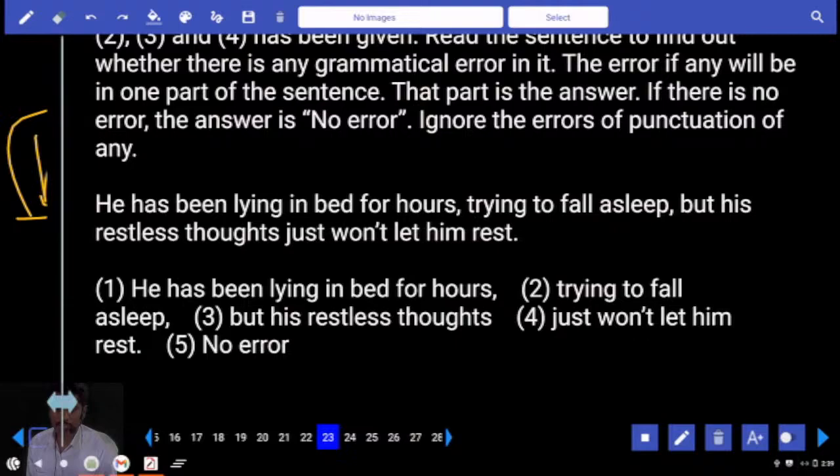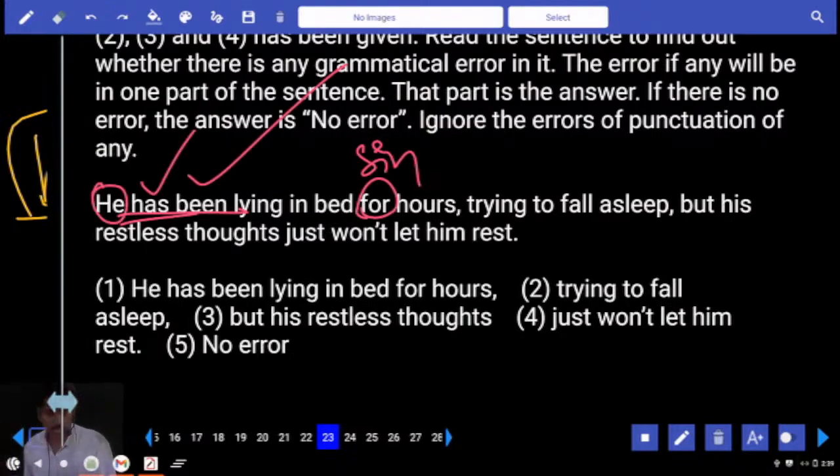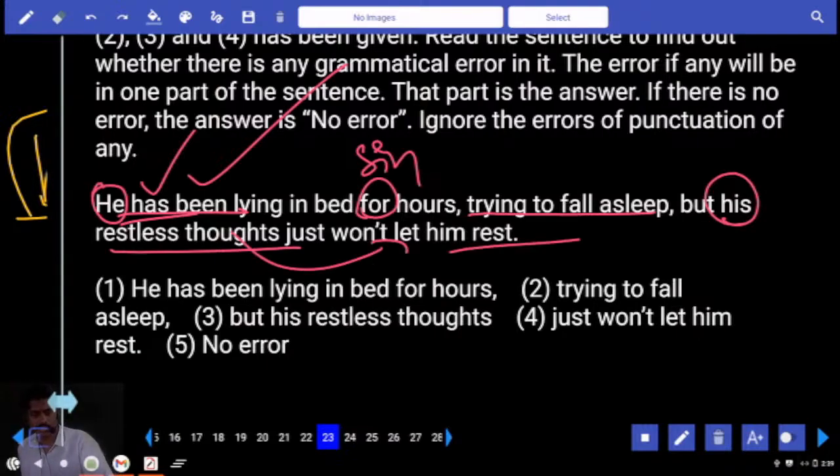He has been lying in bed for hours, trying to fall asleep, but his restless thoughts just won't let him rest. Can you guess the answer? Whenever we take since or for, have been, has been, correct. And he takes only has. He has been lying in the bed for hours. What he's been doing, he has been trying to fall asleep, wanted to sleep. But his thoughts, what kind of thoughts? Restless thoughts, won't let him rest. Answer, all correct, no error. 5.